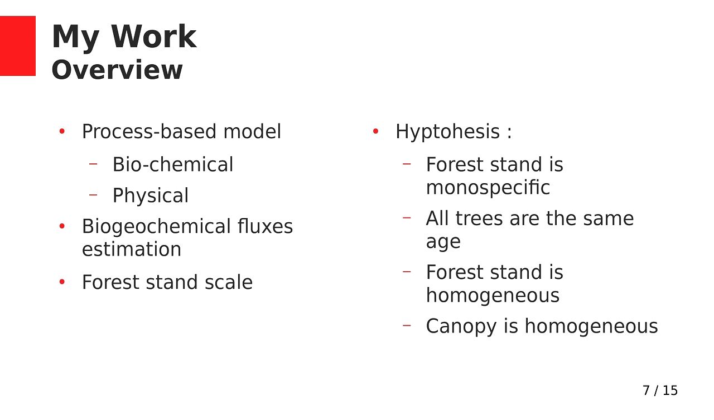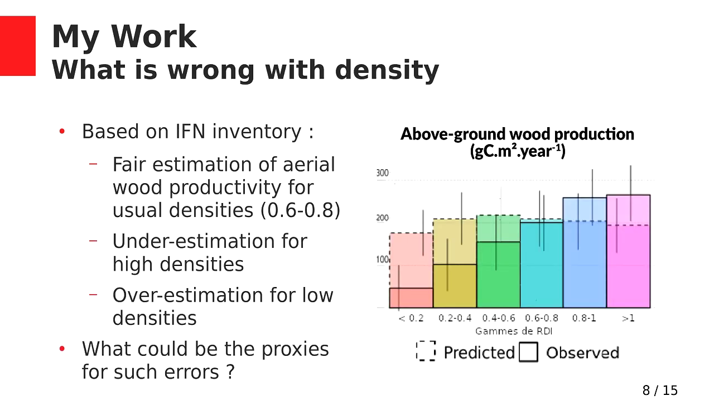It is based on several hypotheses, such as a homogeneity of the forest stand in terms of age, leaf spatial distribution, and the monospecificity of the stand trees. This model has flaws when it comes to exotic, so to say, densities of trees. As for now, the model underestimates the above ground wood production when dealing with high densities and overestimates it when dealing with low densities. However, the most representative density gives correct estimation, as shown on this figure.